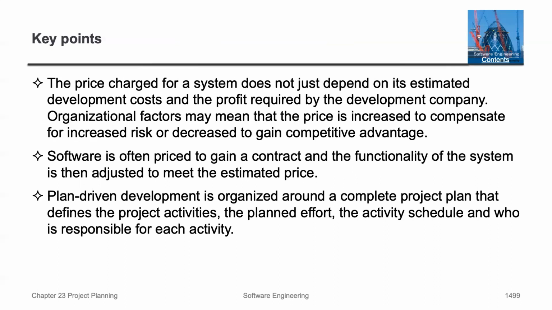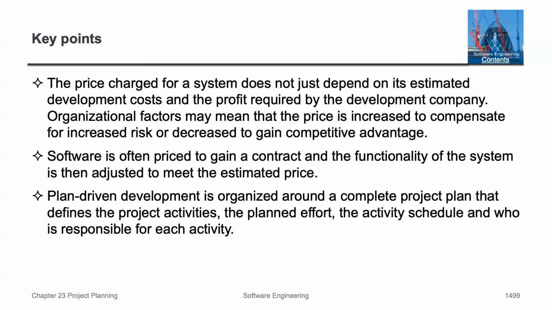So just to finish up here, we covered at a high level a lot of information. The price charged for a system does not depend on its estimated development cost and the profit required by the development company. Organizational factors may mean that the price is increased to compensate for increased risk or decreased to gain competitive advantage. Software is offered at a price to gain a contract, and the functionality of the system is then adjusted to meet the estimated price.